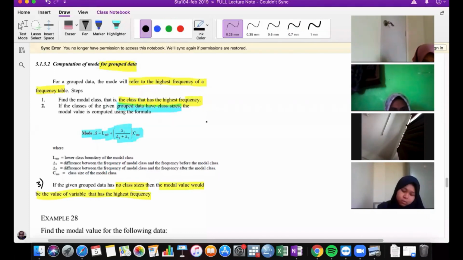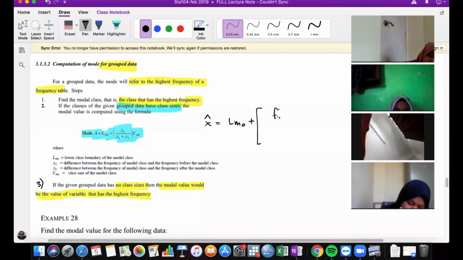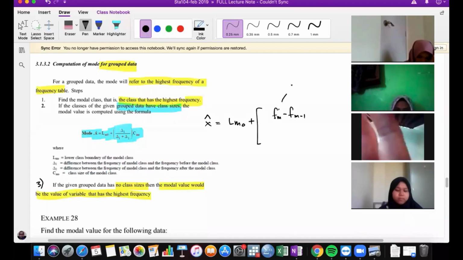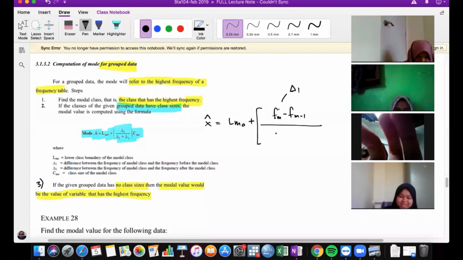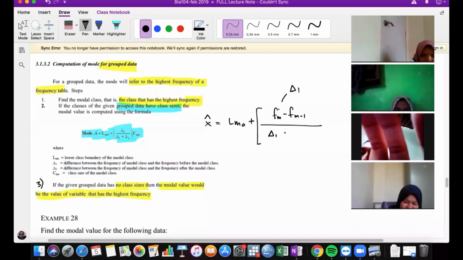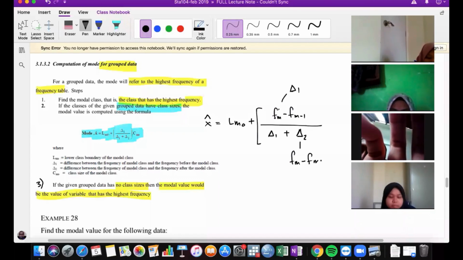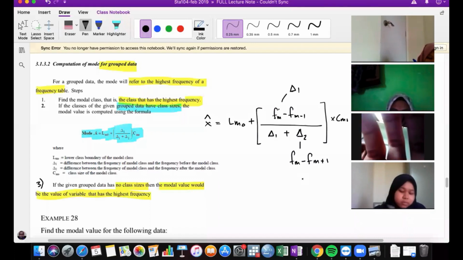So the formula is x hat, which is the symbol for mode, equal to the lower class boundary of the modal class plus delta 1 over delta 1 plus delta 2. Delta 1 means the frequency of the modal class minus the frequency before the modal class. Delta 2 is equal to the frequency of the modal class minus the frequency after the modal class, multiplied by the class size of the modal class.